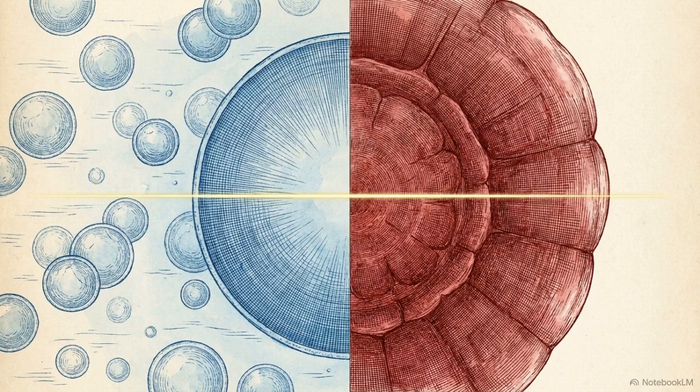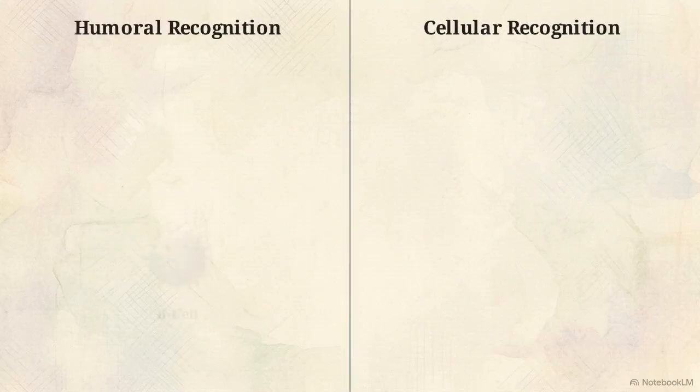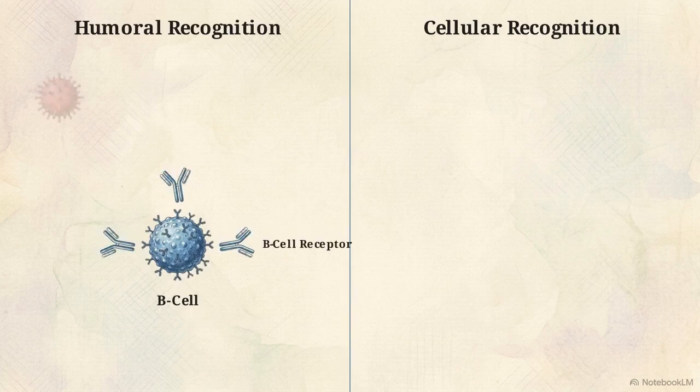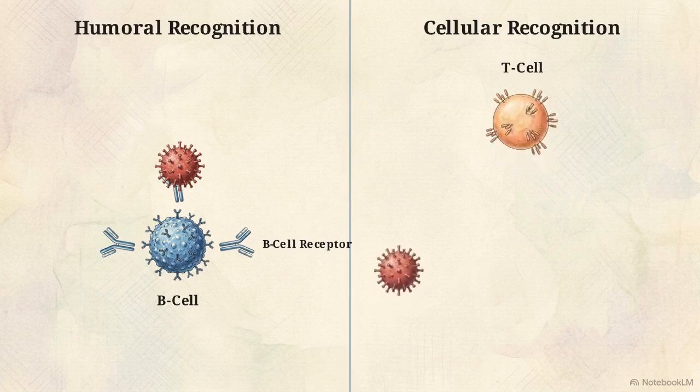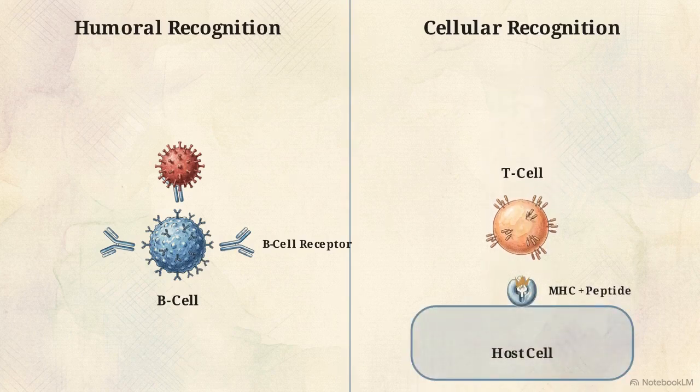The first step in this dual architecture is the recognition phase. The humoral and cellular systems scan the body for threats using distinct biological rules. Humoral recognition utilizes B cell receptors as surface sentinels, binding directly to intact pathogens floating in extracellular space. The cellular system relies on MHC restriction. T cells ignore free-floating pathogens, only recognizing threats processed into peptide fragments and displayed on a host cell by an MHC molecule.